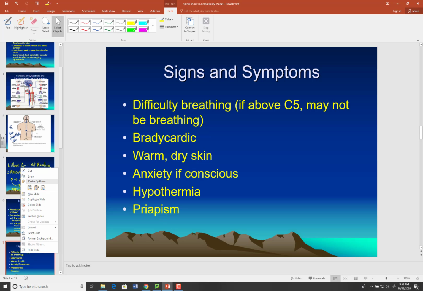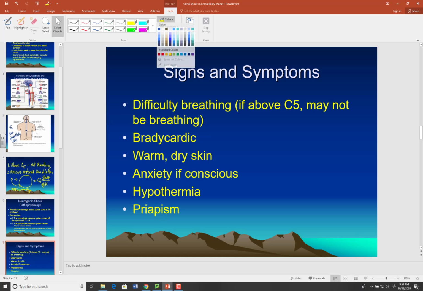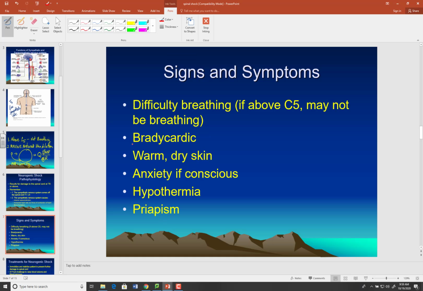And if it's above C5, they may not be breathing. Now, they're going to be bradycardic, and they're going to be bradycardic because they have no sympathetic stimulation, right? Remember the old man driving the car, no sympathetic stimulation, but they have activation of the parasympathetic. And we know that with the activation of the parasympathetic, the vagus nerve, that's going to decrease your heart rate.